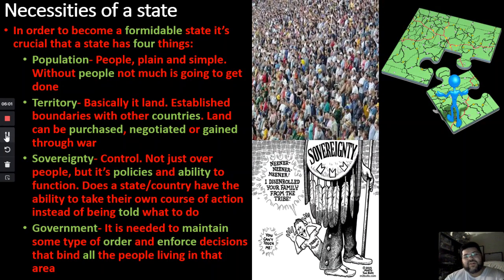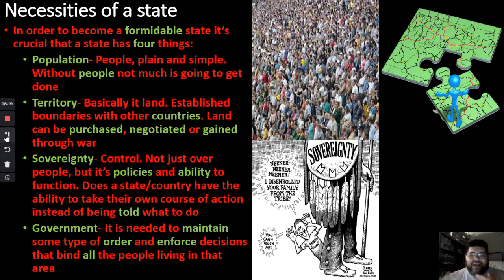So, in order to create a nation, you basically need four things. Okay. Population, territory, sovereignty, and government. Now, population's pretty easy. That's people. You got to have people in order to make a country run.